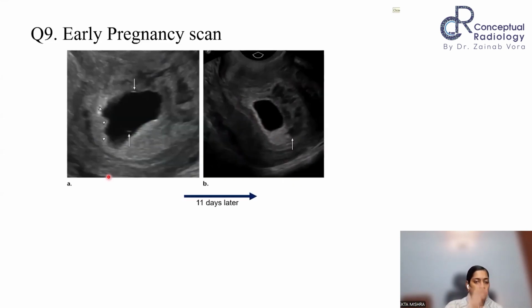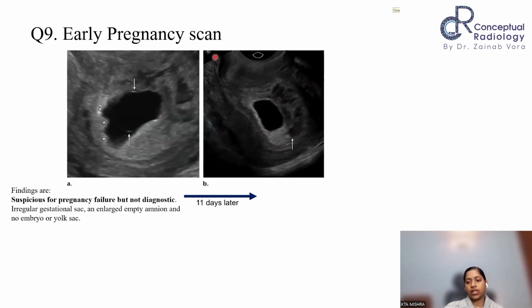Okay. Early pregnancy scan. This was the first scan. Followed up with the second scan. Empty G-sac. Irregular G-sac. A big amnion. And something has gone wrong with the trophoblasts here. The trophoblastic reaction is also not very homogeneous. It has become somewhat hypoechoic. Yes? So these findings in the first instance are not diagnostic, but they are suspicious.